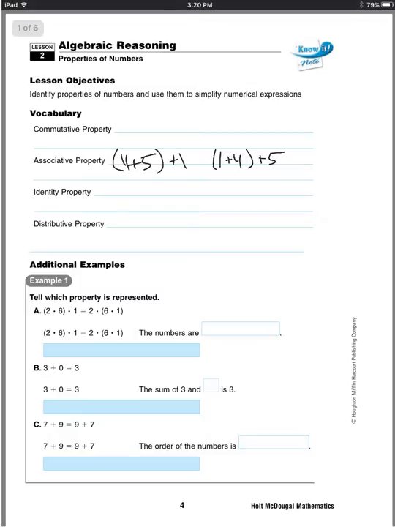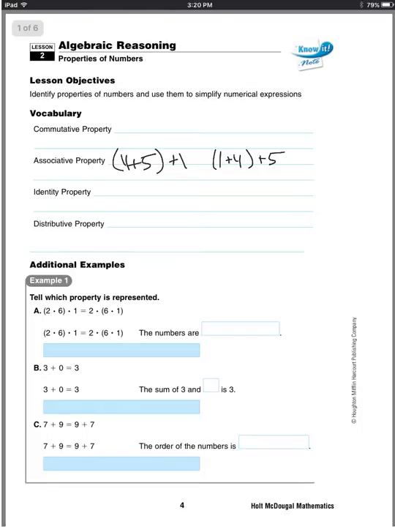The identity property says that when you add 0 to any number, you will not change the value. 4 plus 0 is 4. You did not change the value of 4. Or if you multiply any number by 1, you do not change the value. 8 is the same as 8 times 1.